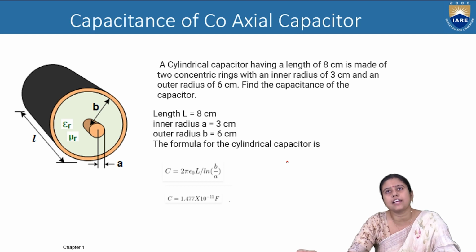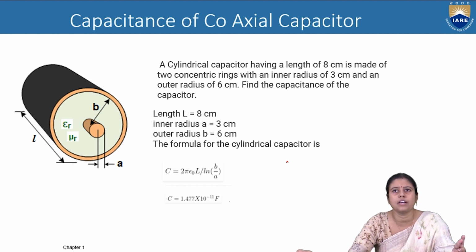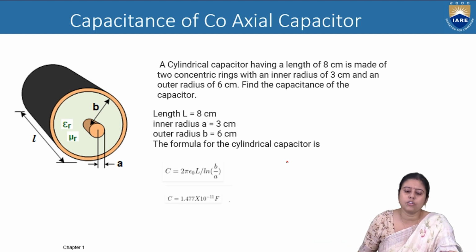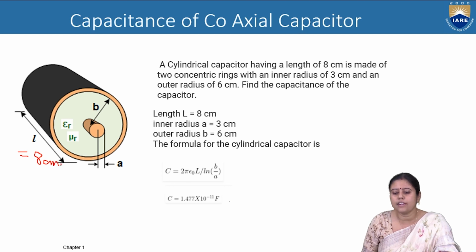A cylindrical capacitor having a length of 8 cm is made of two concentric rings with an inner radius of 3 cm and outer radius of 6 cm. Find the capacitance of the capacitor. So what is the total length? The total length is given as 8 cm. What is the inner radius? Inner radius is 3 cm.